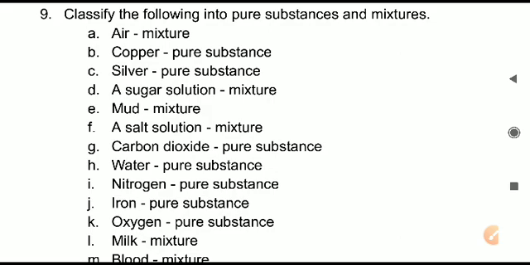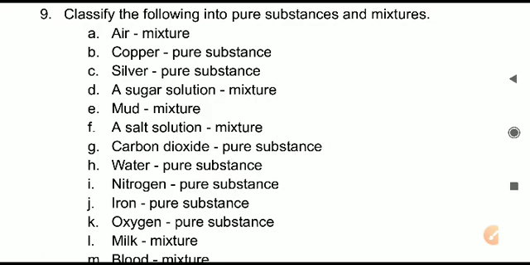Sugar solution. Sugar solution contains sugar as well as water. Both are mixed together, so that is a mixture. Next, part E is mud. Mud means soil and water mixed together. It is a mixture. Salt solution, salt mixed with water. It is a mixture. Carbon dioxide is a gas.